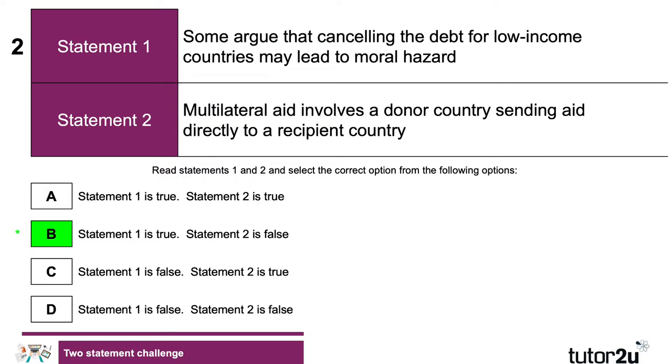Yeah, absolutely right. Statement one is correct. There's a danger of moral hazard if you cancel debt, in the sense that those people whose debt is cancelled might take higher risks going forward. Part of the debt jubilee discussion that we talked about a few minutes ago. Multilateral aid sending directly? No, multilateral aid is when a range of countries, or perhaps operating through a development aid organization such as UNDP, send aid to a recipient country. Bilateral aid is when one country sends aid to another country.